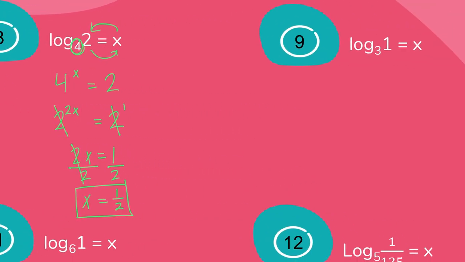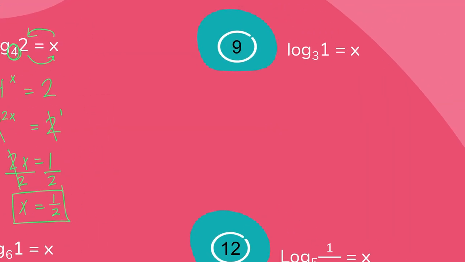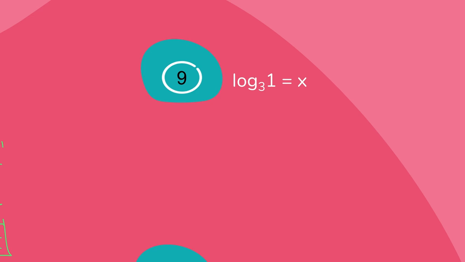Looking at number 9, same thing. Okay, changing it to an exponential equation. Keep in mind, this one was a property. This one was a property on the other slide. Okay, this one was a property. But let's say we didn't know the property, I'm still doing the same thing. Here's my base. Switching my order, I'm going to have 3 to the power of x equals 1.